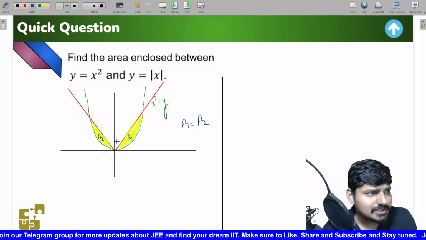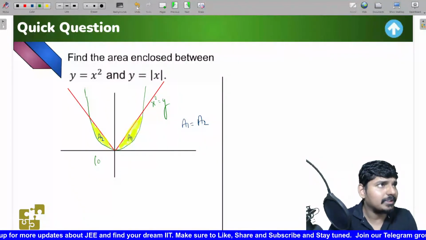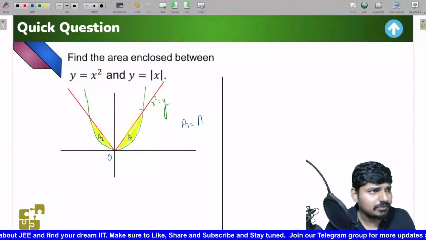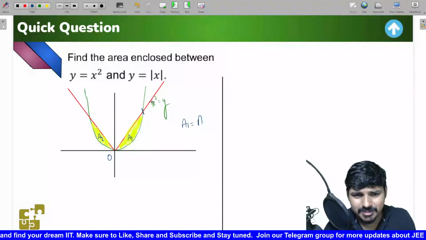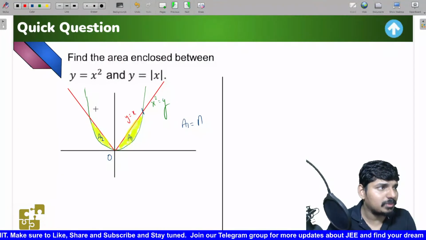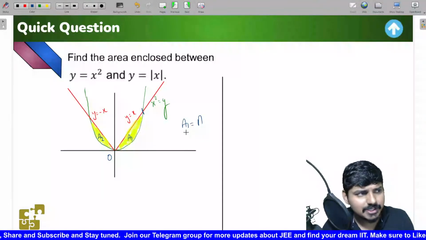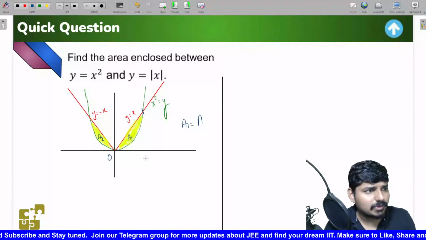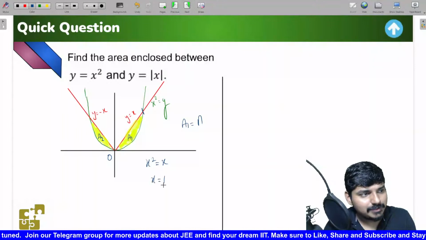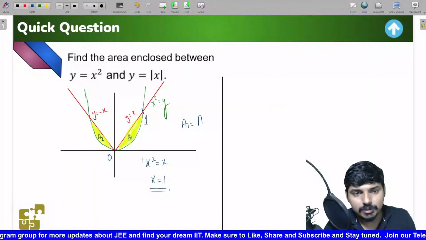So first thing, you can see the lower limit is 0, x equal to 0. And if you want to find the upper limit, I need to solve these two equations: y is equal to x and x square is equal to y. Can you tell me the point of intersection? I'll get x square equal to x, so x is going to be equal to 1. So the upper limit you are going to get is x is equal to 1 here.